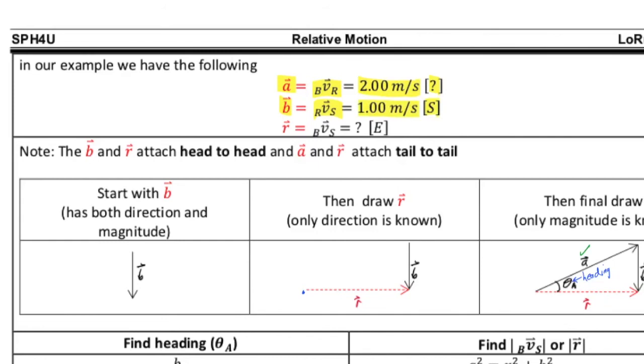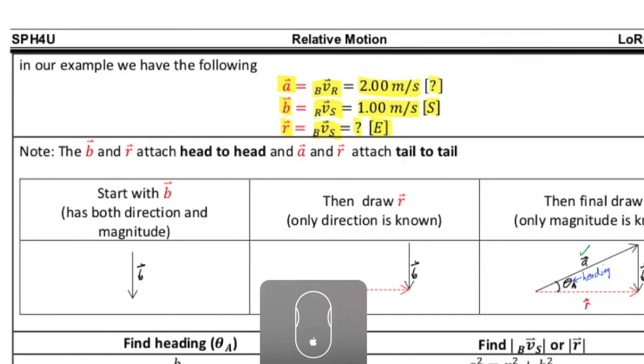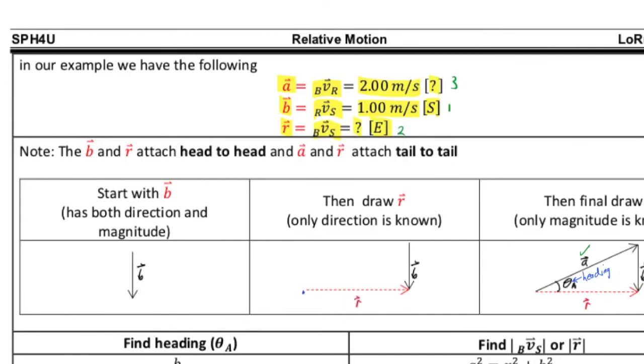And then the resultant, which is our buoy's velocity with respect to the shore, we don't know what the magnitude is, but we do know the direction of the bearing. We know that it's bearing east. So in order, it'll be this: first, second, third in terms of drawing. So we start with our vector B. Our vector B is 1 meter per second south.